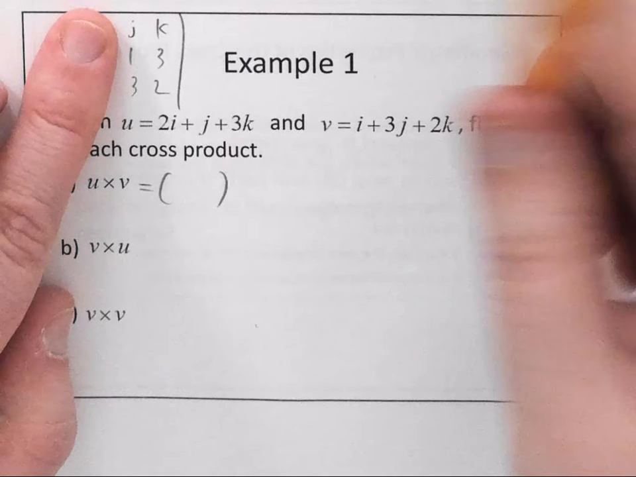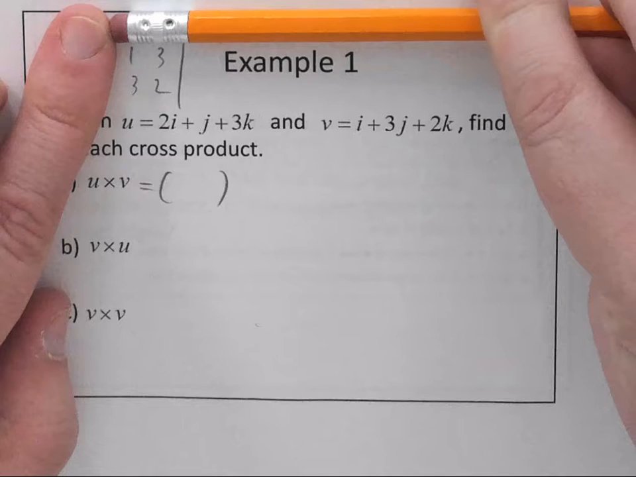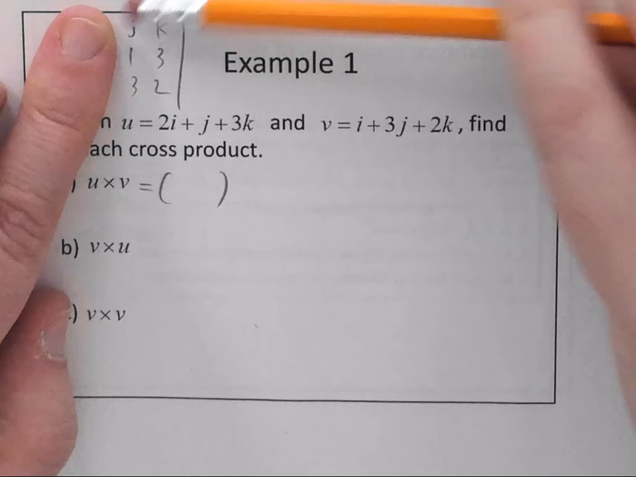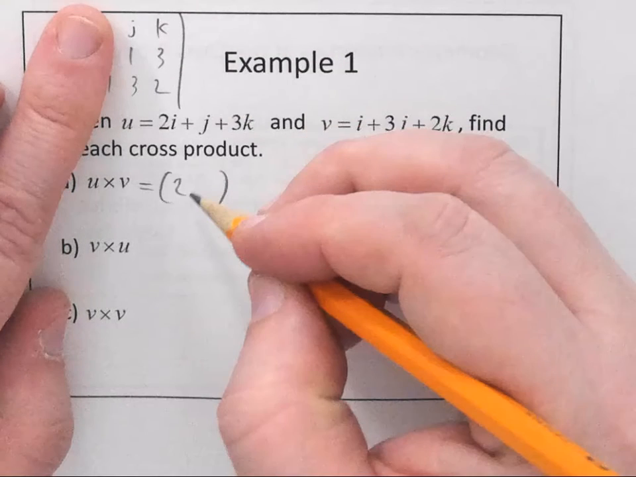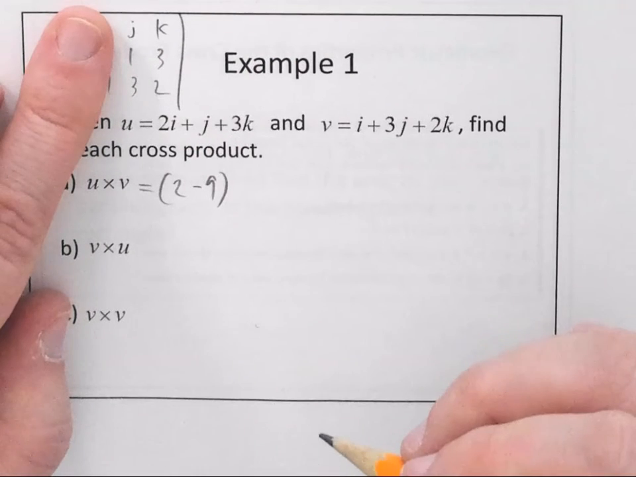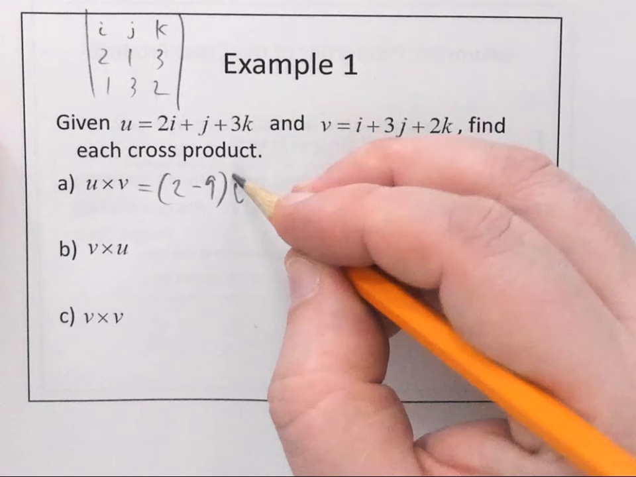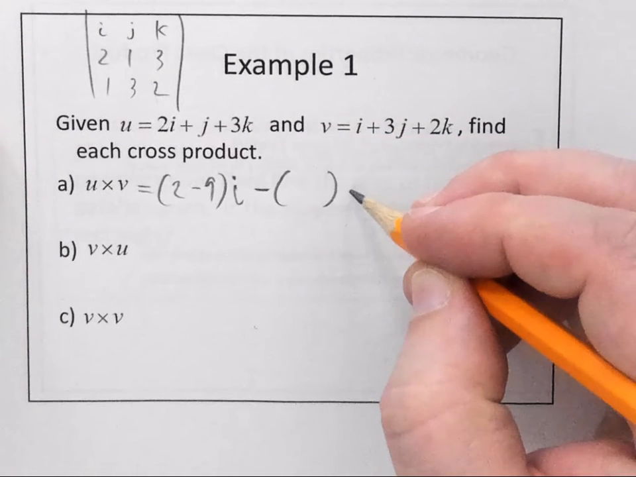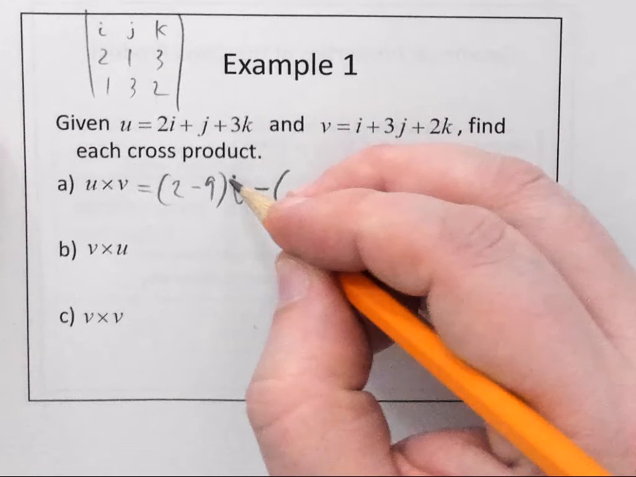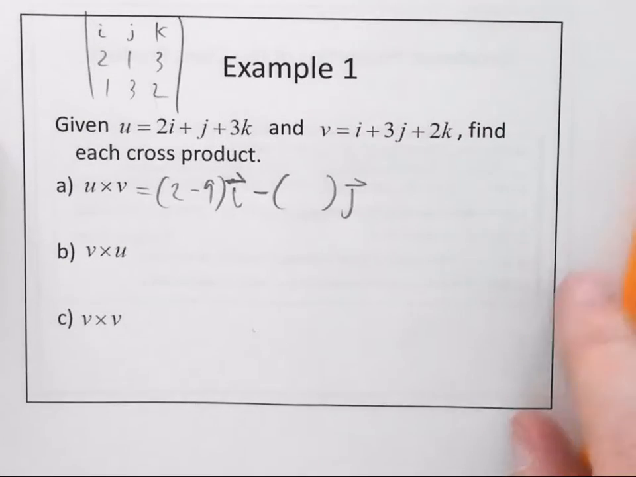So what that means is I'm going to multiply diagonally. I'm going to eliminate this row, this column. So I'm just going to have what minus what? 1 times 2 minus 3 times 3, because you go in that direction, right? Remember that? Now that's going to be times i, and then it's always going to be minus whatever the determinant is for the j.